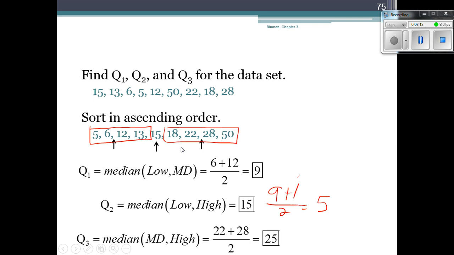Then for quartile 3, find the median of these numbers. There are 1, 2, 3, 4. 4 plus 1 is 5. 5 divided by 2 is 2.5. So again between the 2nd and 3rd numbers. The average of 22 and 28 is 25. Okay, so there's quartile 1, quartile 2, quartile 3.